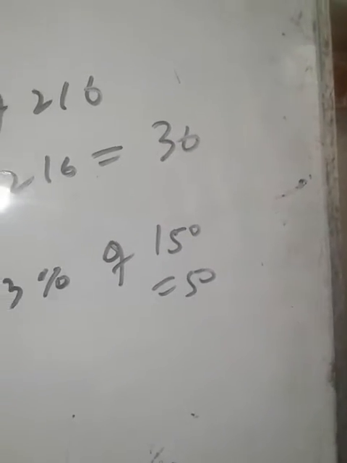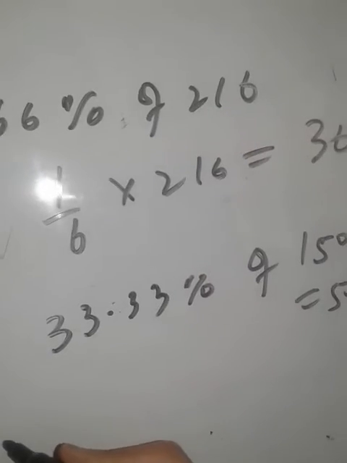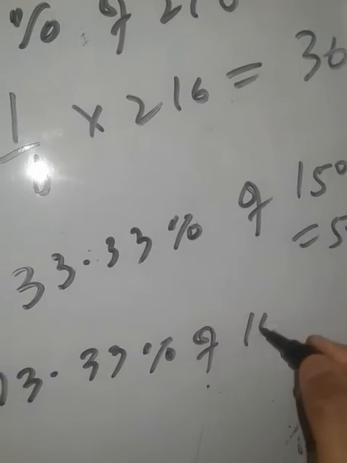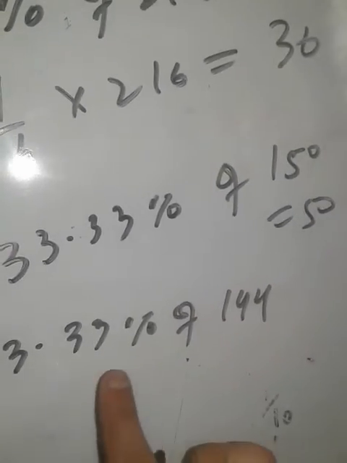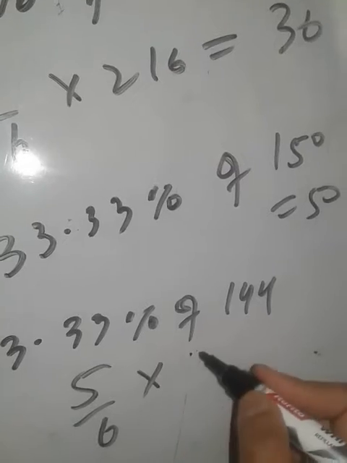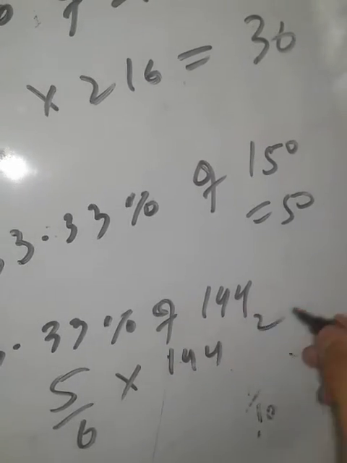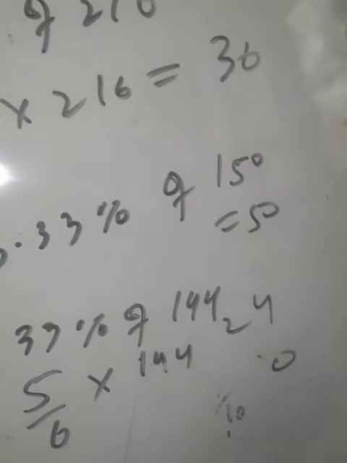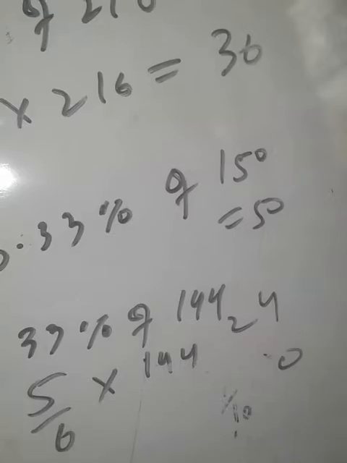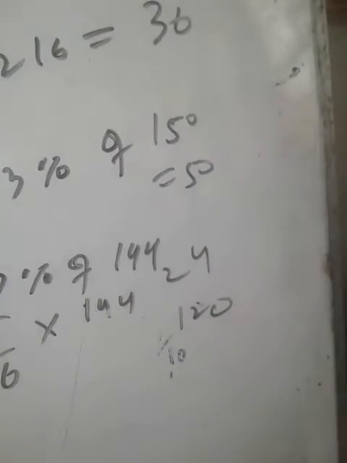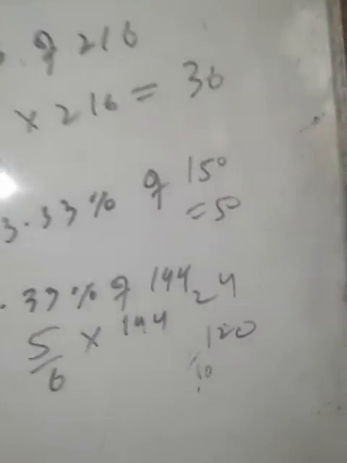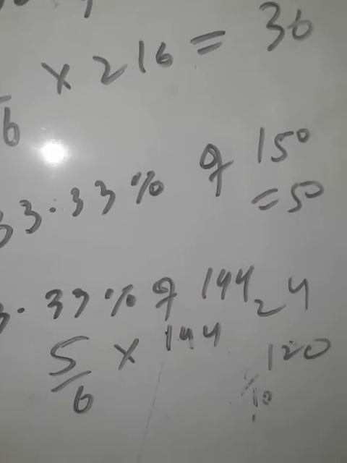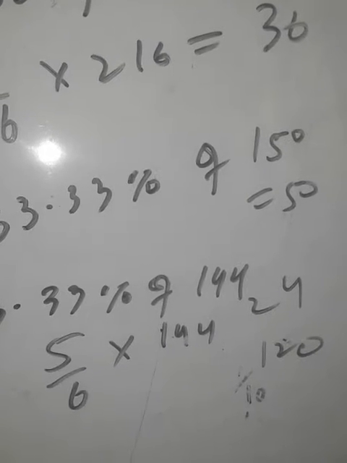Suppose you were asked to find 83.33% of 144. 83.33% represents 5 by 6. 5 by 6 into 144. This is 6 2s are 12, and 6 4s is how much? 5 4s are 20, 5 2s are 10, 10 and 2, that is 12, 120. Simple. So from this method you can calculate any percentage value without using pen and paper.